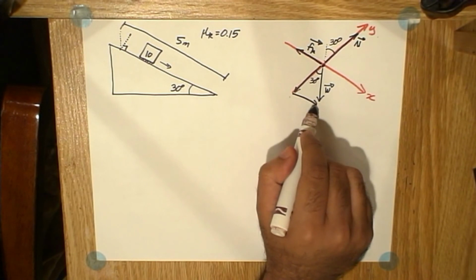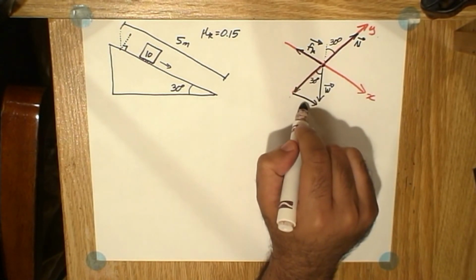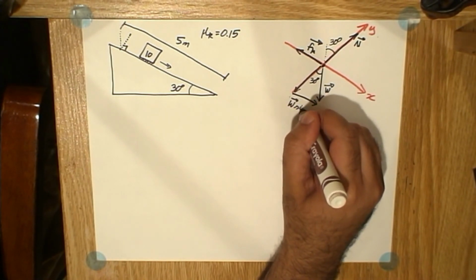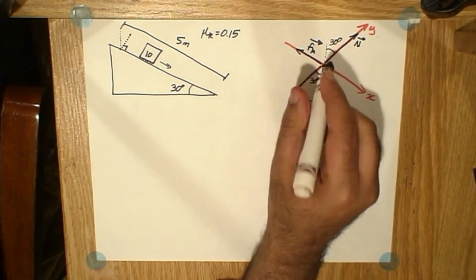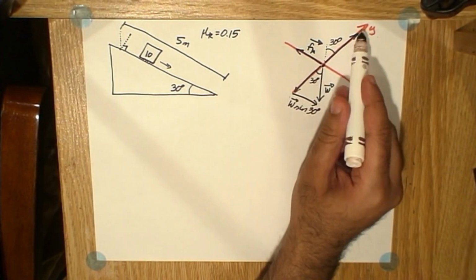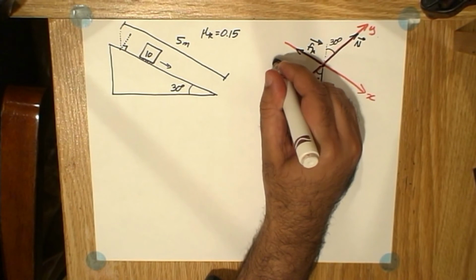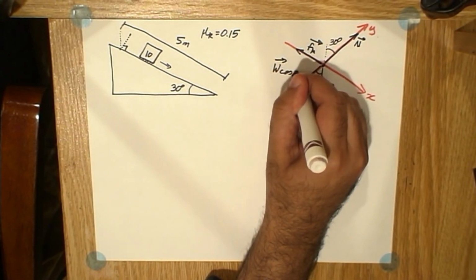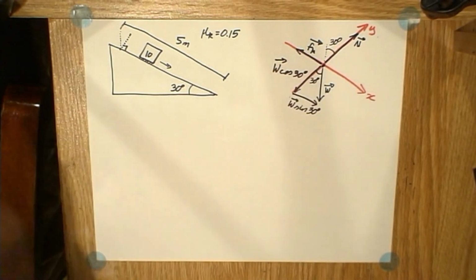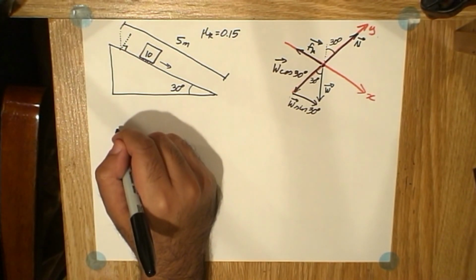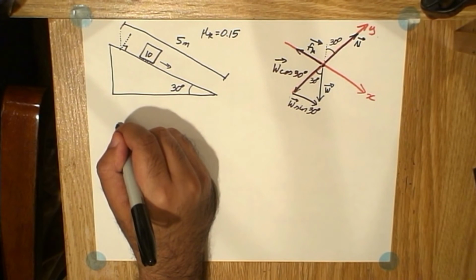This component over here, the one that's parallel to the x-axis, is opposite the 30 degrees. So this is weight sine 30. This one, which is along the y-axis, is adjacent to the 30 degrees, so this becomes weight cos 30. So that's our free body diagram. We are now ready to set up our force balance. Let's start with the y-axis.